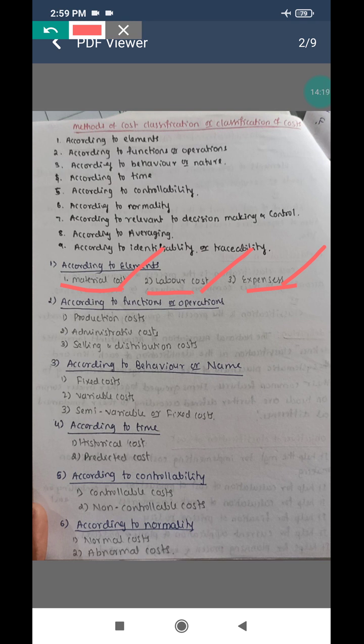Labor: how many laborers are working for your company or maybe your factory, that is labor cost. Expenses: it may be direct expenses or maybe indirect expenses for the company, so that is the basis of element. Then according to the functions and operations, on the basis of functions we have production cost, the total production from the particular units, and administrative cost. Total 100 units is your production.